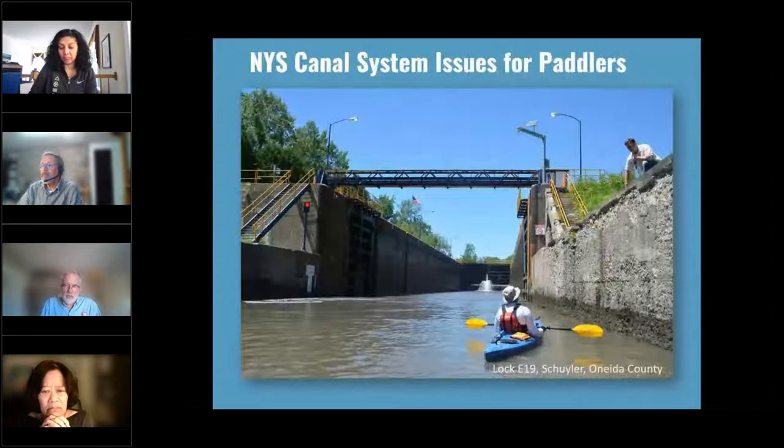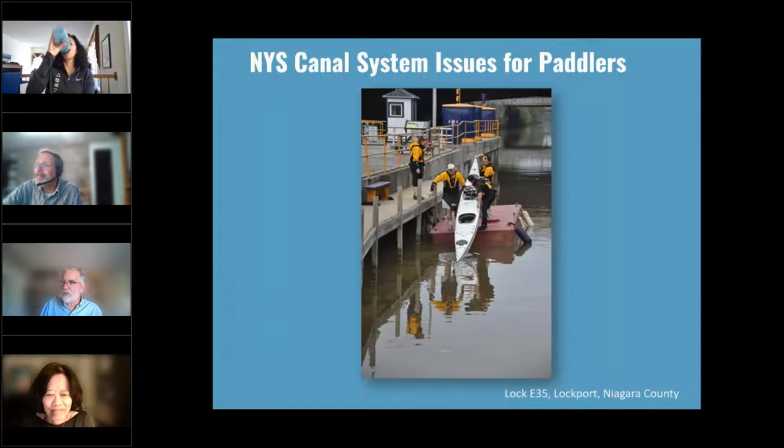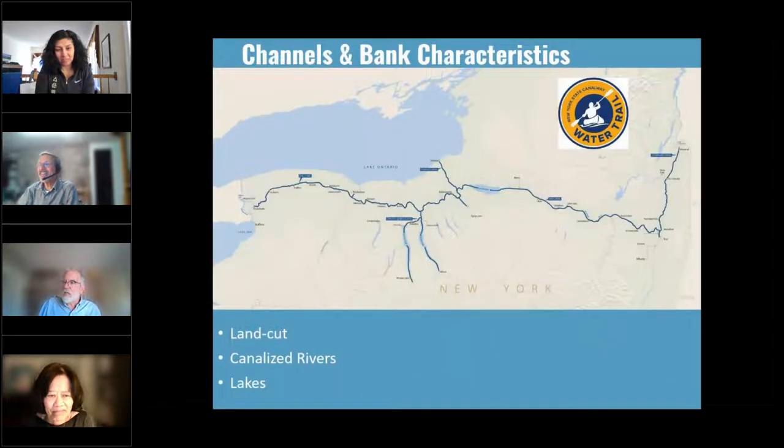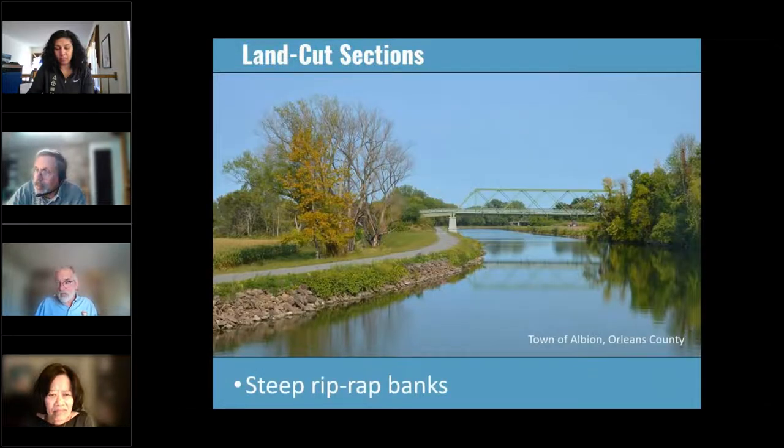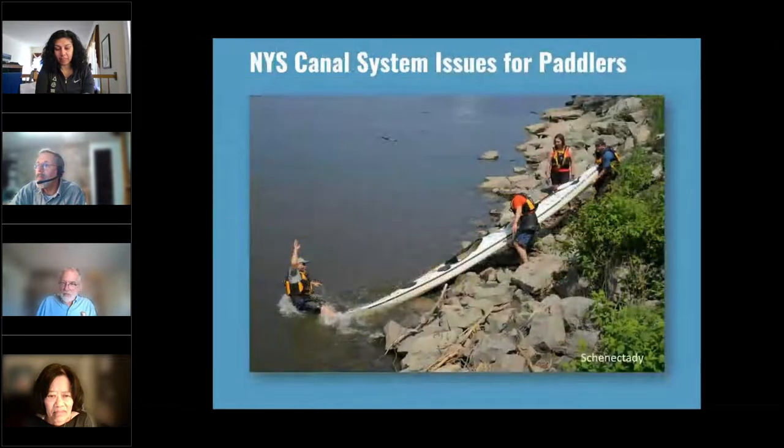But on the canal system, we have a few challenges. Like the walls are pretty tall, and it's sometimes difficult to get your boat from the wall into the water. There's a couple of different characteristics. The canal is not one uniform waterway. In the western part of the state and a couple of places in the middle and the east are land cut sections. And these are what you traditionally might think of as a canal. It's an artificial channel with a towpath on one side, now a bike path, steep riprap banks of loose channel, and it kind of winds through the countryside. Those riprap banks can pose their own challenges getting in and out. They're pretty loose and can be a problem.